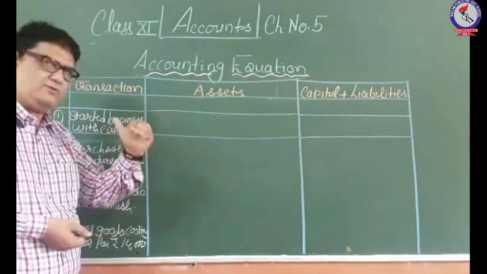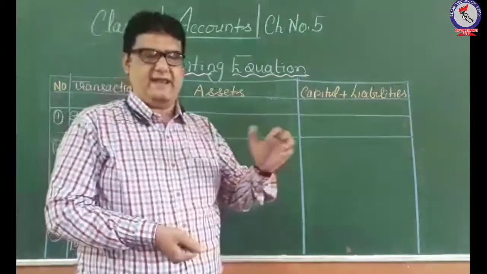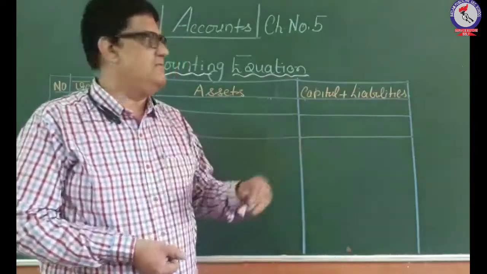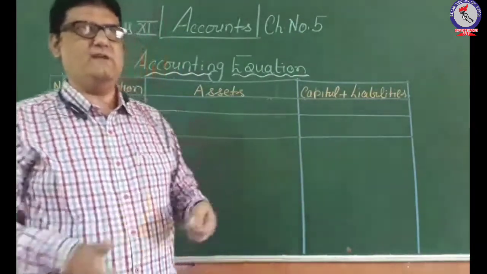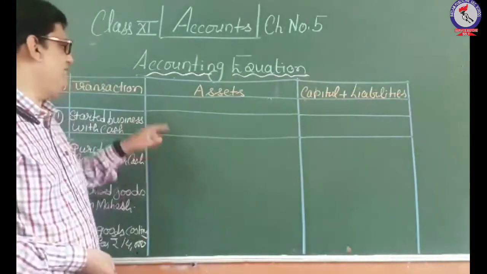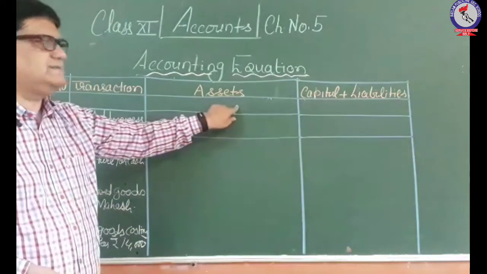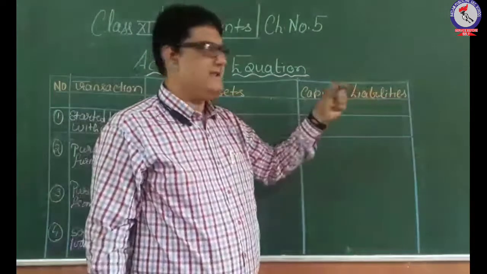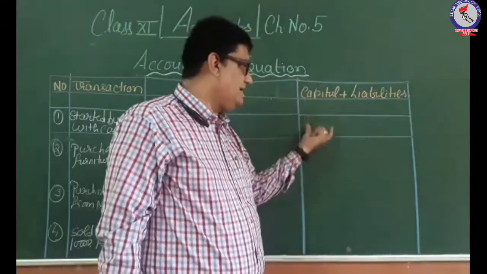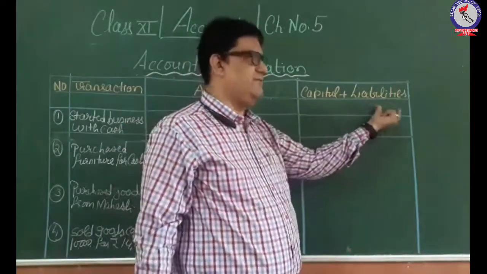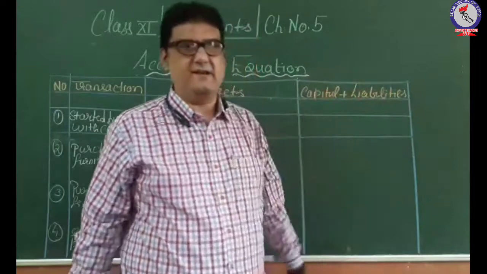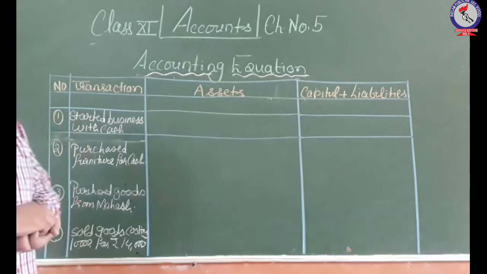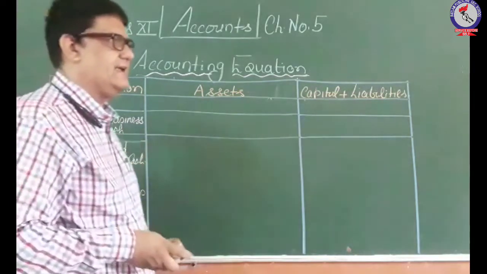After going through the transaction and analyzing which asset is involved and which liability is involved, we will open that asset and liability and mention the name in this part of the statement. Capital is one of the liabilities, so it will continue, but the other liabilities being created we will mention here. So let us see how this equation will work.